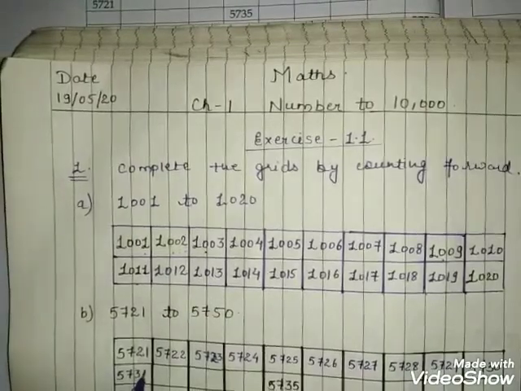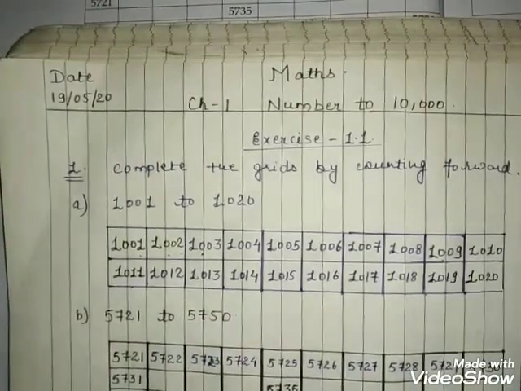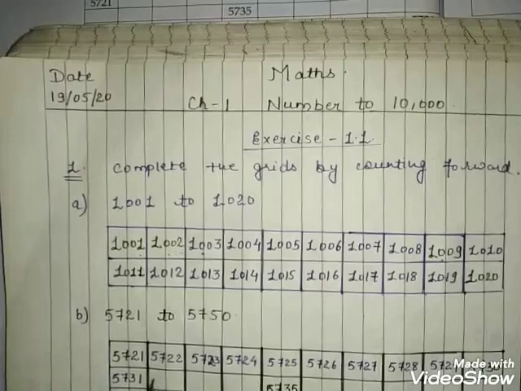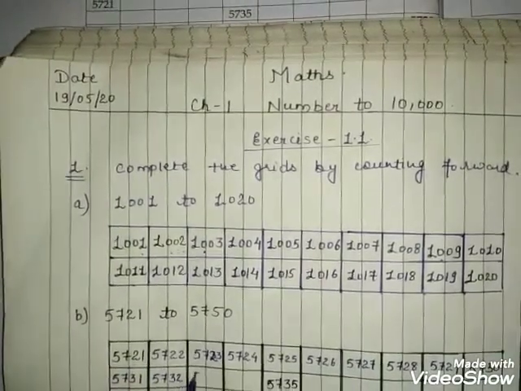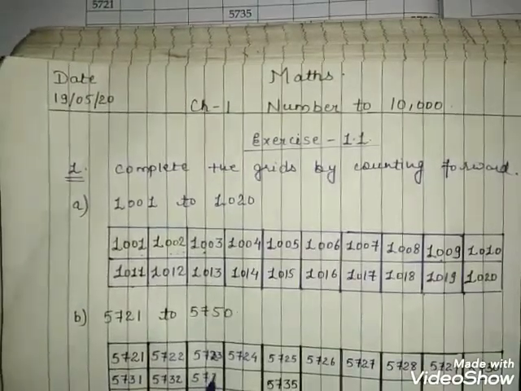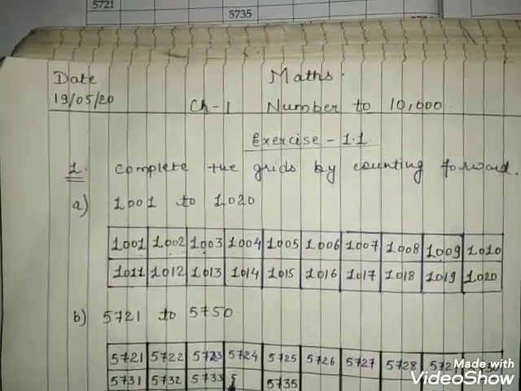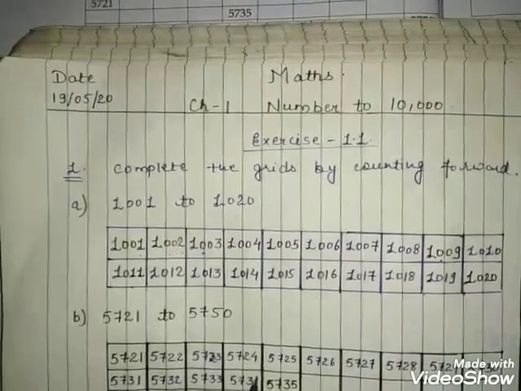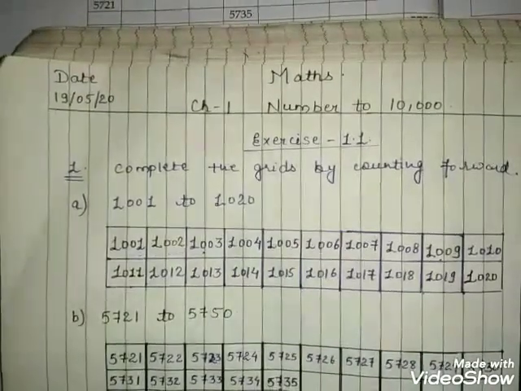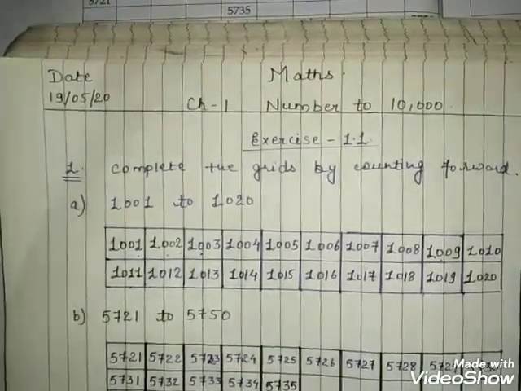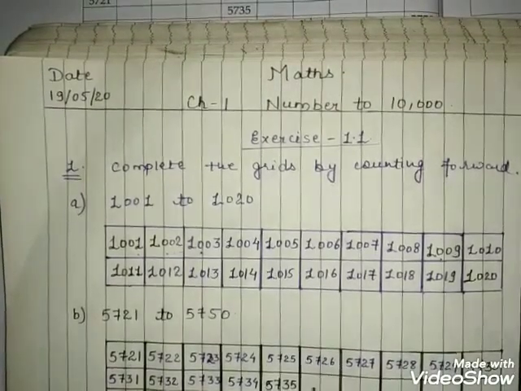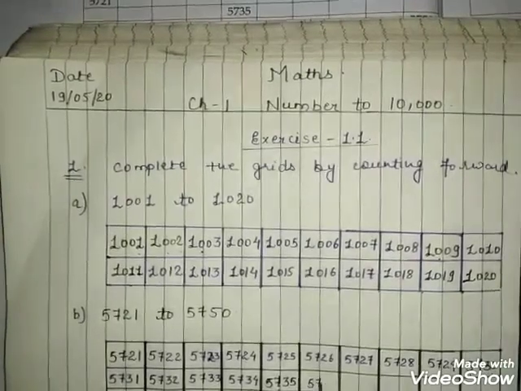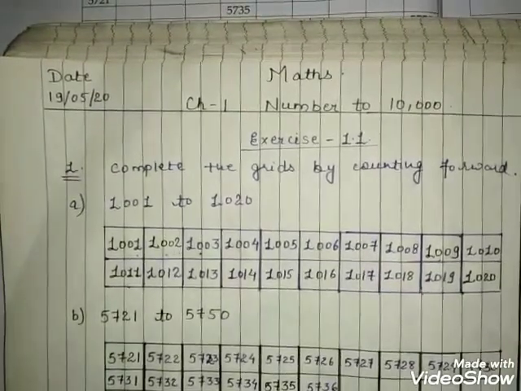It will be 5731. Now let us add 1 to the 31. We will get 5732. Then 5733. Then 5734. Now the number after 34 is 5735. The next number will be 5736, which you have to write like this.